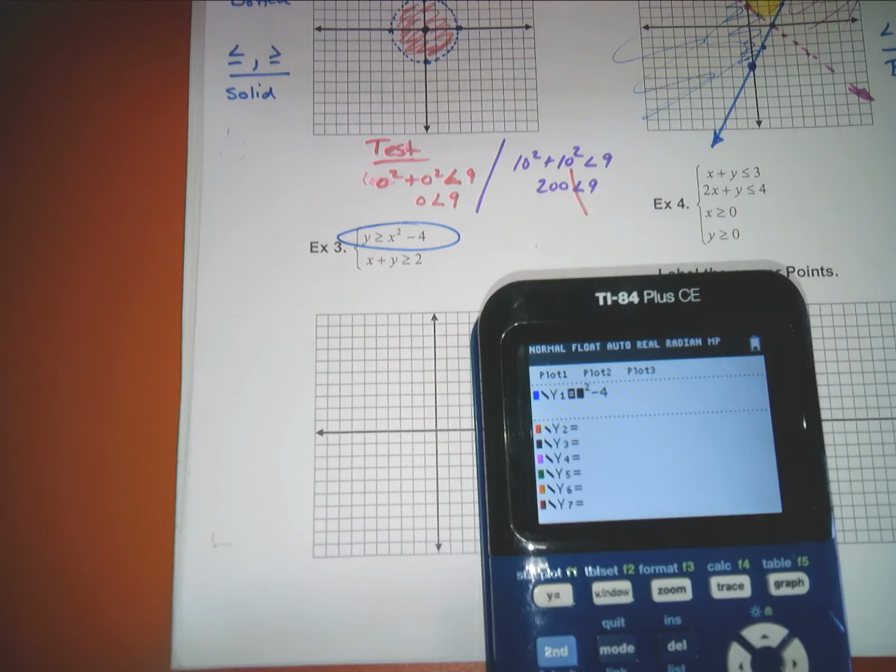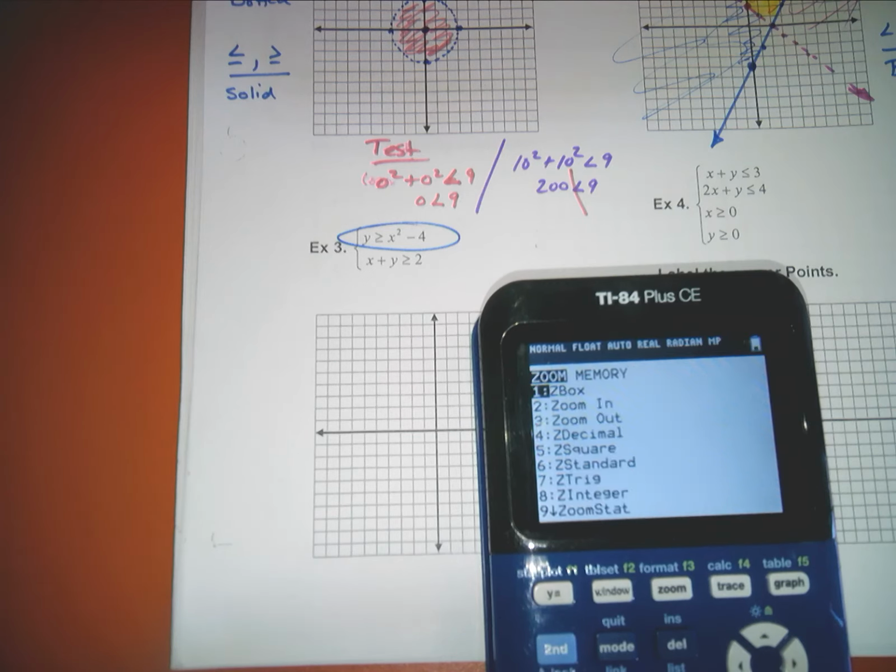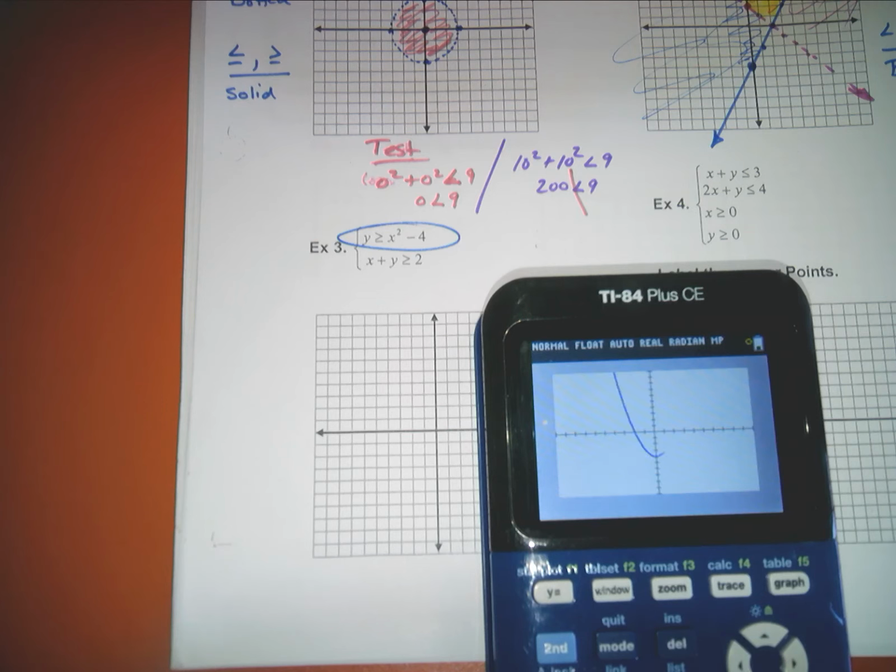Now, you guys have these fancy calculators. You should be able to use these things, right? I got y equals x squared minus 4. So if you're on the quiz or test and you don't know what this thing looks like, break out the calculator and just graph y equals x squared minus 4. Zoom standard, and I see that parabola has been shifted down 4 units.